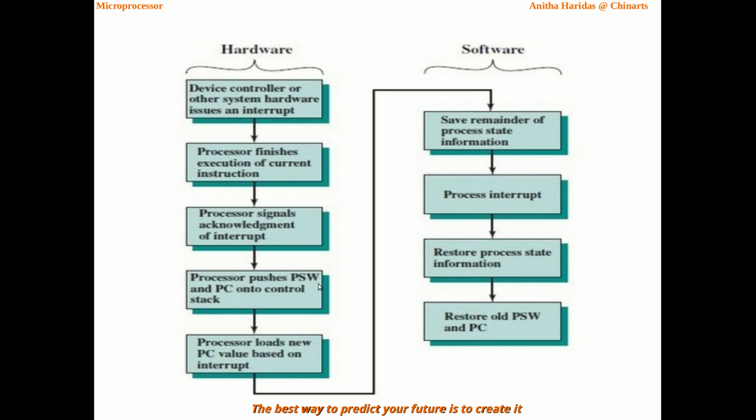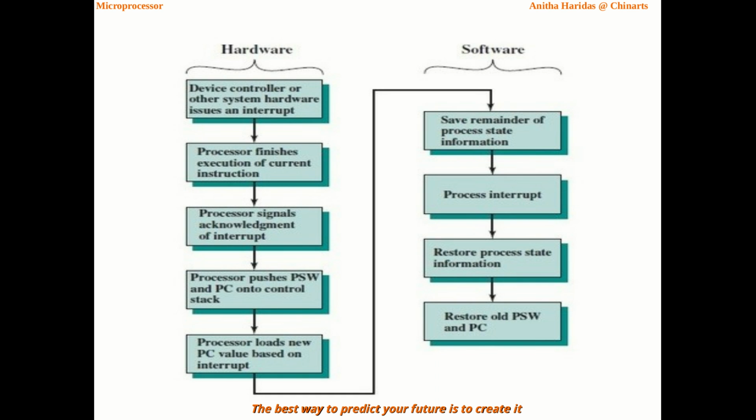Then the processor will push the program status word. PSW is what you call the program status word, which is nothing but the execution status of the current program. That is what you call the program status word, and the program counter. Why? The program counter is the one that stores the address of the next instruction.